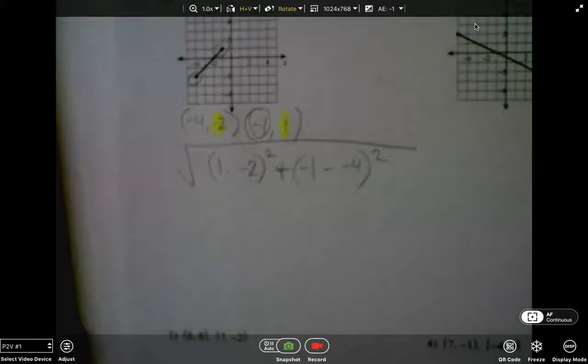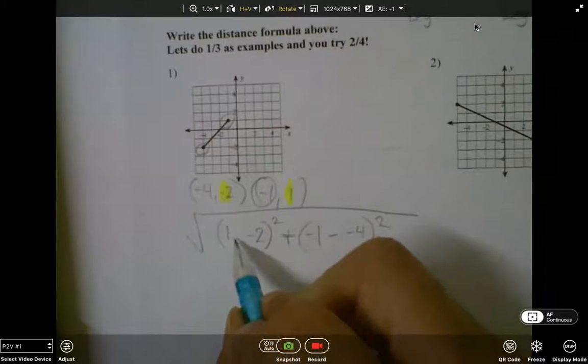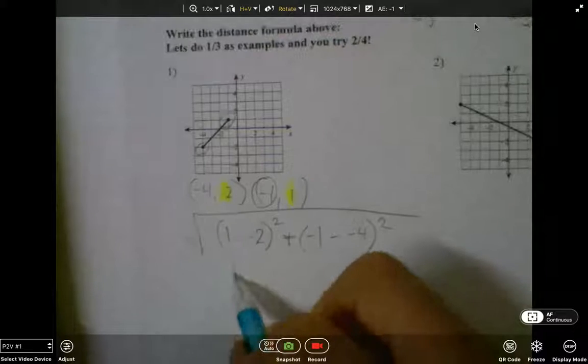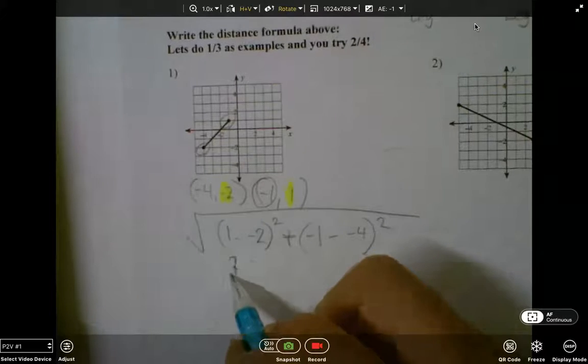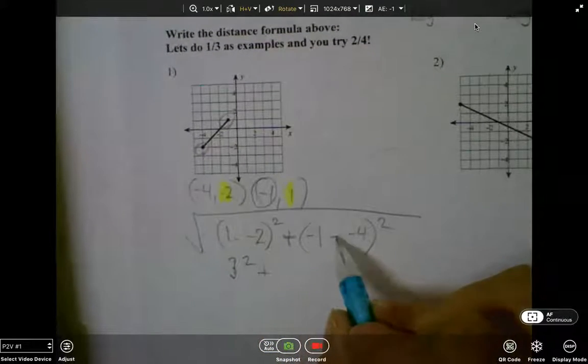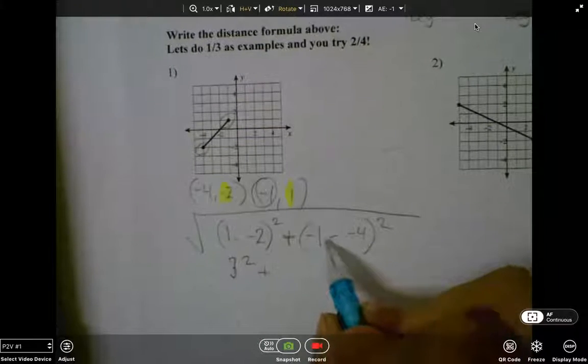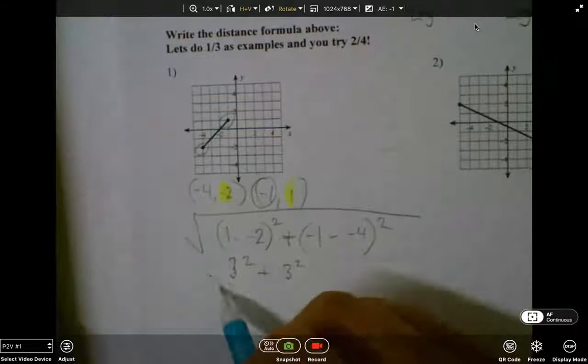So now our formula is set. We can actually start figuring these numbers out. 1 minus -2 is 1 plus 2, which is 3, squared, plus -1 minus -4, which is -1 plus 4, which is also 3, squared, and then you square root.